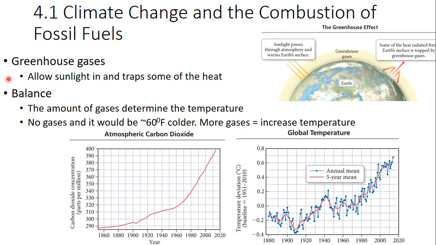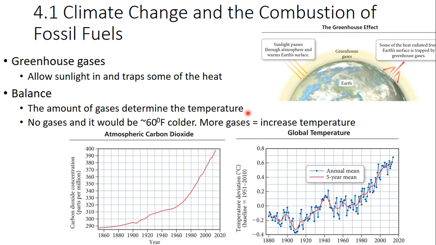In this video, I'm going to talk about stoichiometry, and I'm going to talk about it in terms of greenhouse gases. And just so everybody's aware, a greenhouse gas is simply a gas that allows sunlight in and traps some of the heat here on Earth. As shown in this photo, sunlight comes in, some of the heat goes back out to space, but some of the gases actually reflect the heat back onto Earth. And the amount of gases really determines what the temperature of Earth is.